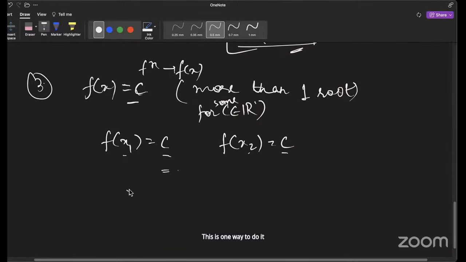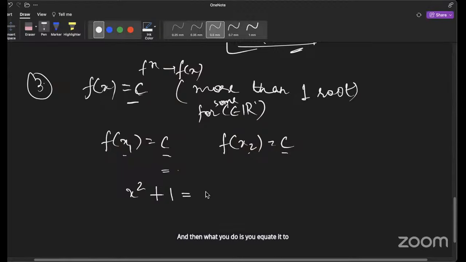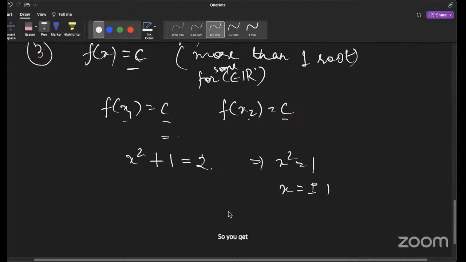For example, let's just say you've been given x squared plus 1. And then what you do is you equate it to any real number. So let's equate it to 2. So you will get x squared equals 1, and here from plus or minus you get x equals plus minus 1. So you get x1 is plus 1 and x2 is minus 1, where you get the same value, right?